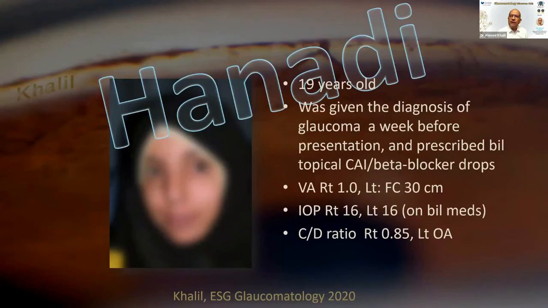She was given the diagnosis of glaucoma just a week before presentation and prescribed bilateral topical carbonic anhydrase inhibitor and beta blocker drops. The visual acuity was 6/6 in the right eye and counting fingers at 30 in the left eye, with that pupil I have just described. The intraocular pressure with medication was 16 and 16. The CD ratio was near 0.9 in the right eye and total optic atrophy in the left eye.